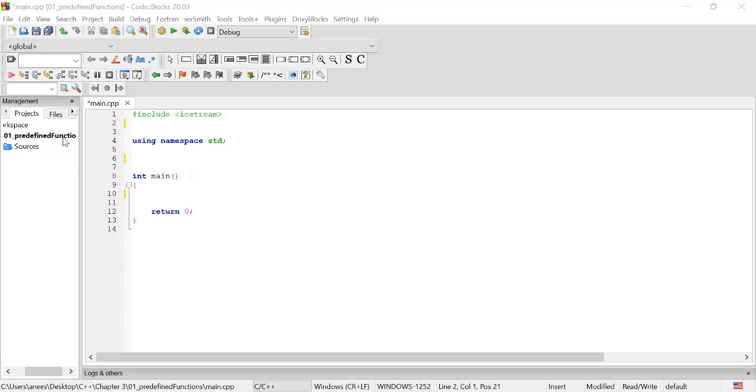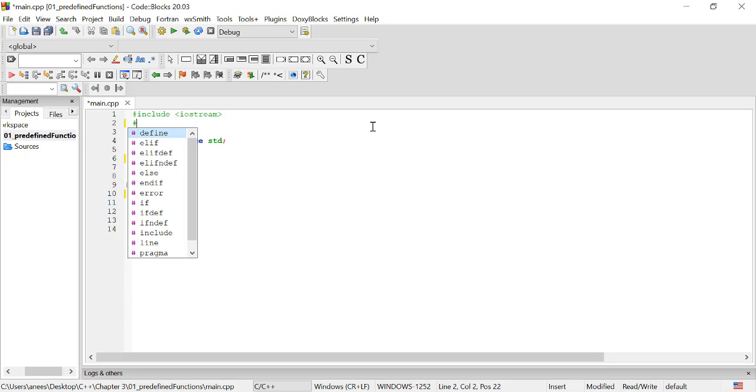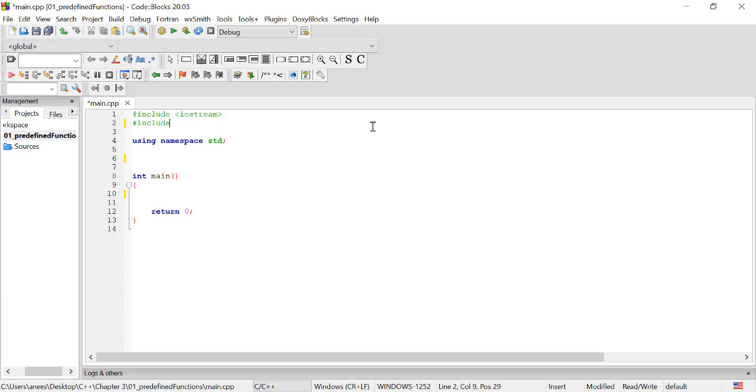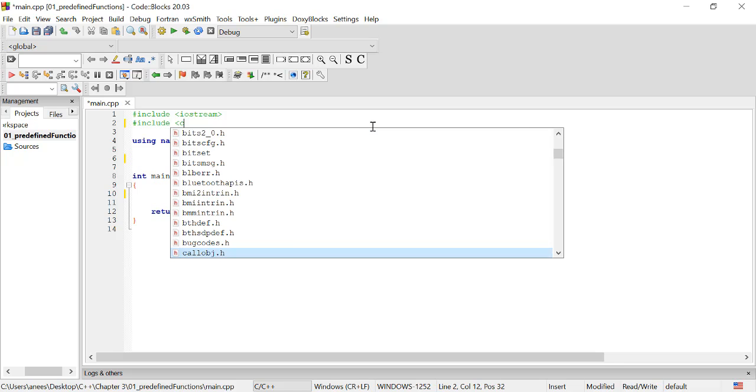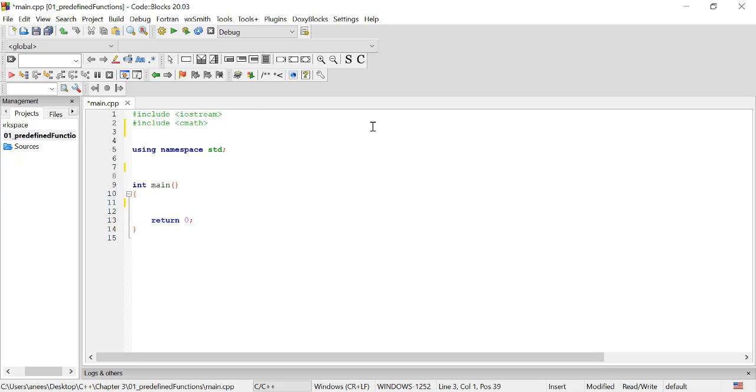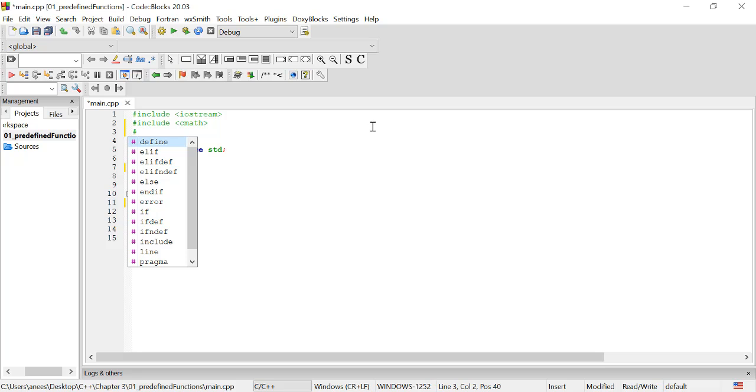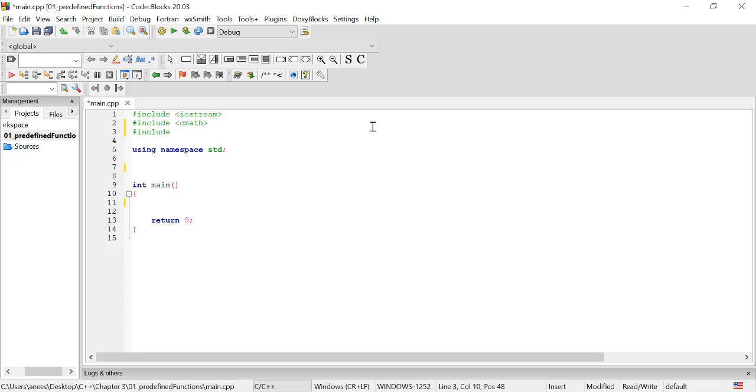Now, here we're gonna take a little look. In this example, we're going to be taking a little look into some commonly used functions that are pretty easy to explain. Now, in this example, we're going to have to include CMath. Now, CMath allows you to use a lot of different math functions, which are really useful.